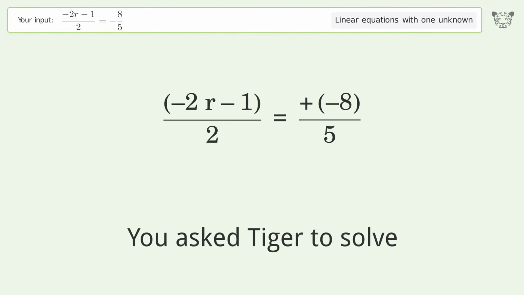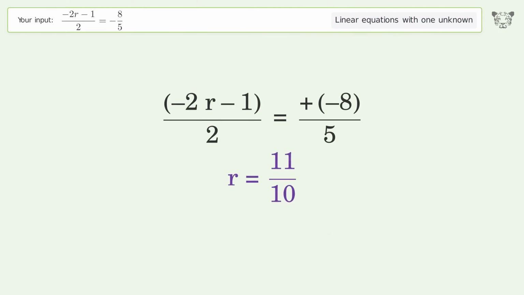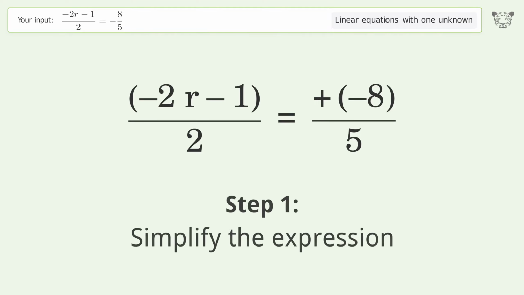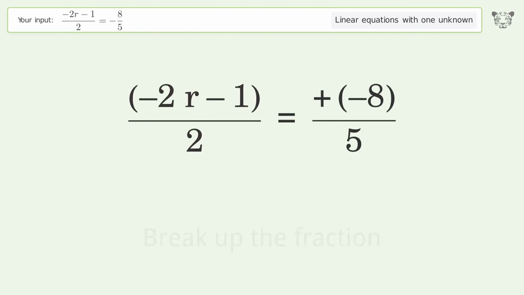You ask Tiger to solve. This deals with linear equations with one unknown. The final result is r equals 11/10. Let's solve it step by step. Simplify the expression. Break up the fraction.